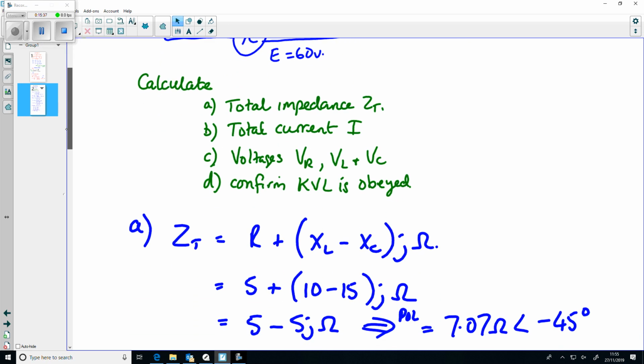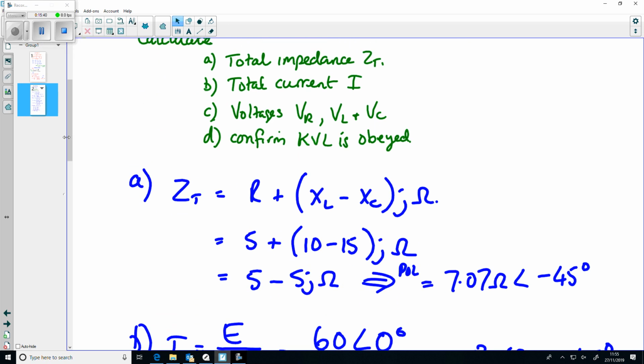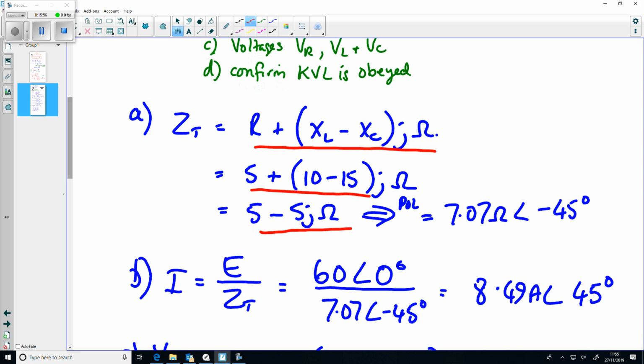So, going through the results of this problem, part A, total impedance is R plus XL minus XCJ. Put the numbers in rectangular form as 5 minus 5J. Converting that to polar, you should have got 7.07 ohms, angle minus 45 degrees. This format is important. Units in there, followed by the angle symbol, followed by the angle.